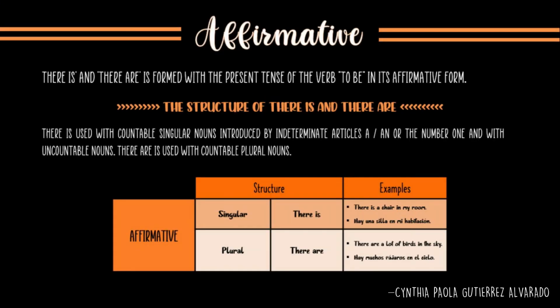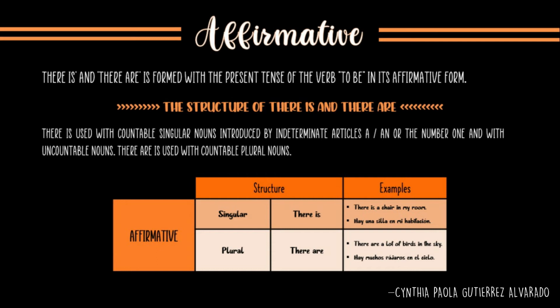There is and there are are formed with the present tense of the verb to be in its affirmative form. The structure of there is and there are: there is is used with countable singular nouns introduced by the indefinite articles a and an, or the number one, and with uncountable nouns. There are is used with countable plural nouns. In the table is the structure, examples, and affirmative.